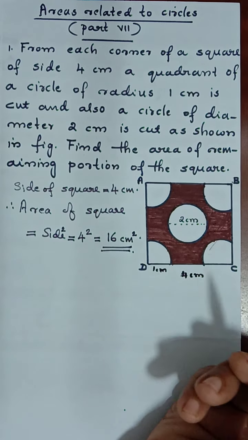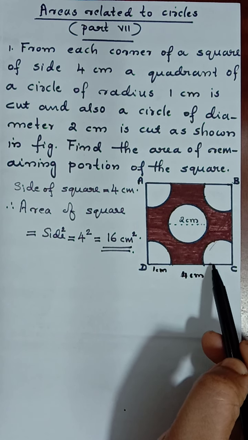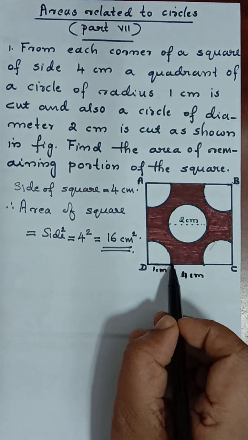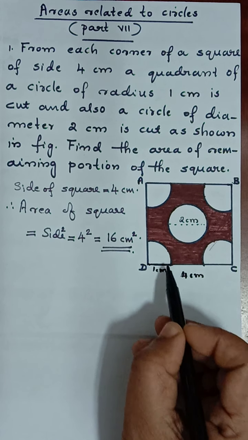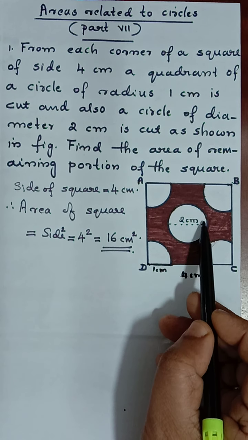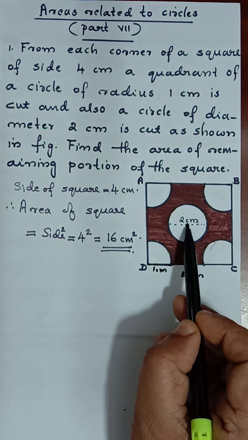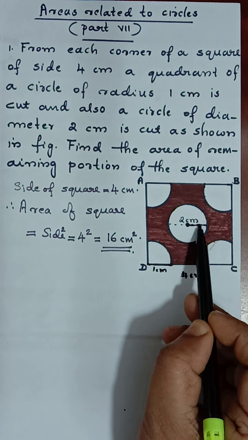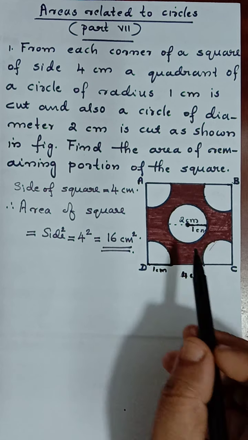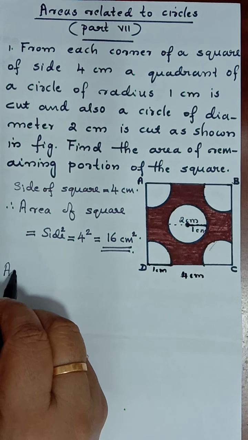One value we got. Now we have to find out the area of 4 quadrants as well as the area of the circle. What is the radius of the quadrant here? Radius of the quadrant is 1 centimeter. What is the diameter of the circle here? It is 2 centimeter. If diameter is 2 centimeter, half of it, that radius will be 1 centimeter. Okay, so radius will be 1 centimeter.